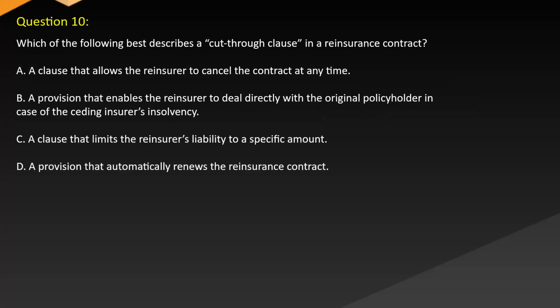Question 10. Which of the following best describes a cut-through clause in a reinsurance contract? A. A clause that allows the reinsurer to cancel the contract at any time. B. A provision that enables the reinsurer to deal directly with the original policyholder in case of the ceding insurer's insolvency. C. A clause that limits the reinsurer's liability to a specific amount. D. A provision that automatically renews the reinsurance contract.